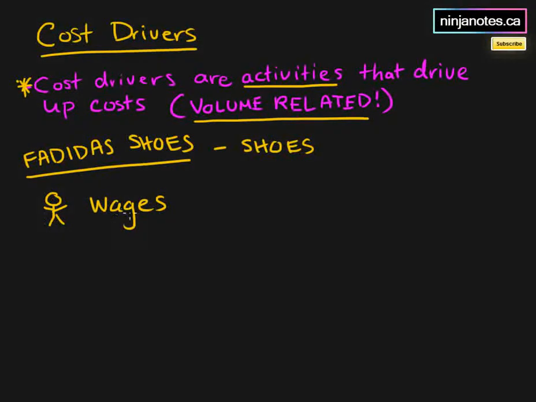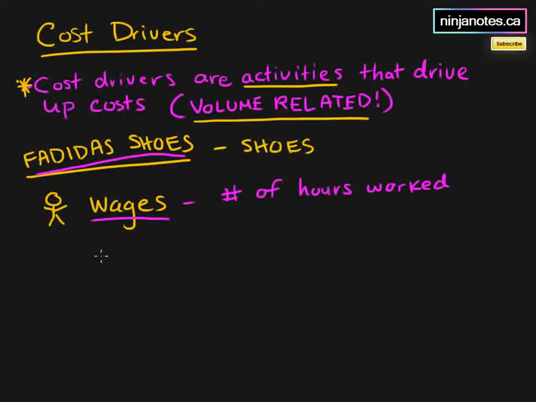So going back to the definition, I've said cost drivers are activities that drive up costs. So since I've marked here that wages is one type of cost, what would drive up wages? Well, probably number of hours worked. So depending on how many hours are worked on the production line creating these really awesome Fadida's shoes, it'll affect how much our total wage cost is.